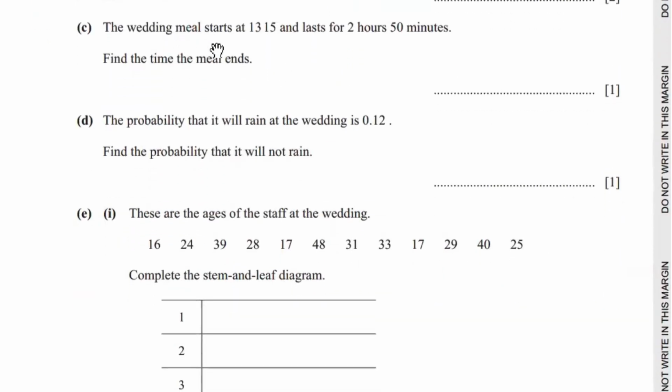Then part C says the wedding meal starts at 13:15 and lasts for 2 hours and 50 minutes. Find the time the meal ends. So if we add 2 hours to 13:15, that's 15:15. Now, if we add 45 minutes to 15:15, that's going to give us 16:00. And then plus 5 minutes, so that's 16:05. That is the time at which the meal ends.